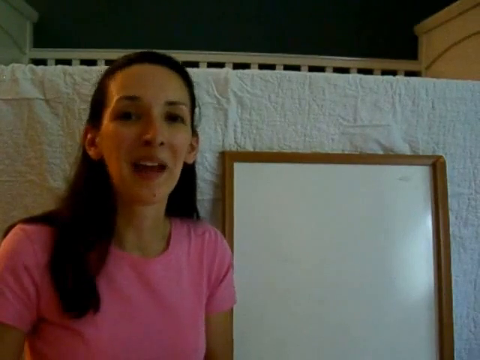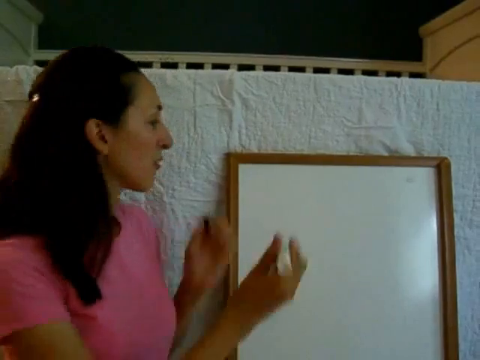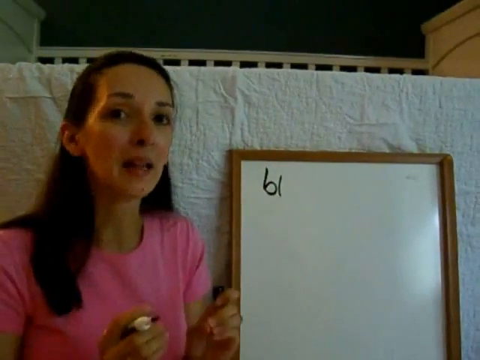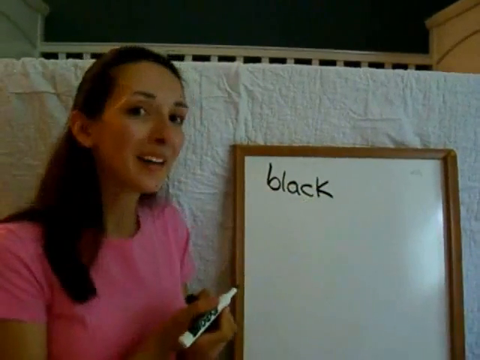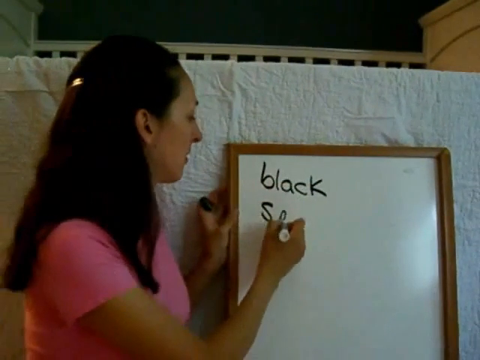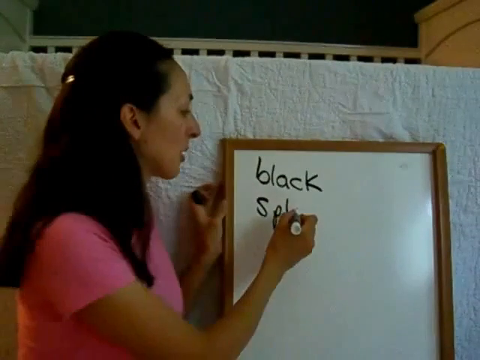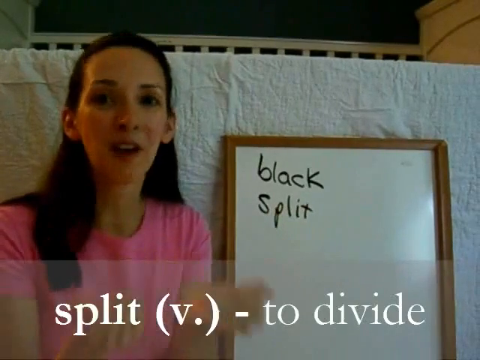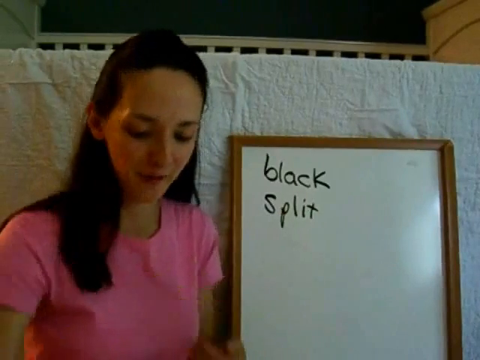Now let's talk about L in consonant groups at the beginnings of words. For example, the consonant group BL in the word black. The consonant group SPL in the word split. Split is to divide. We can split a sandwich. You take half and I take half.